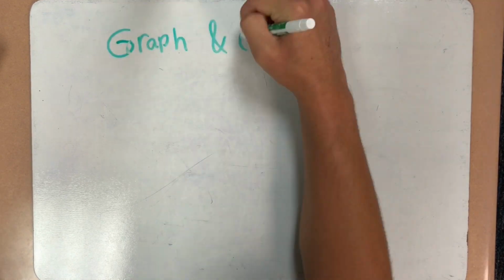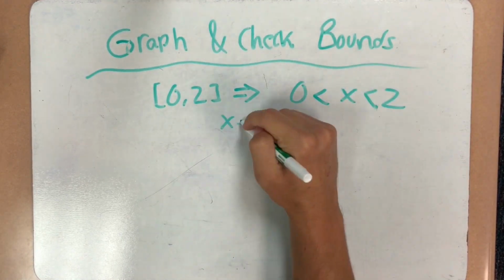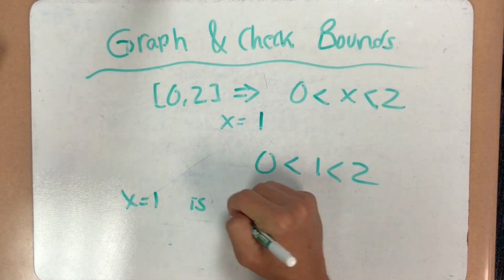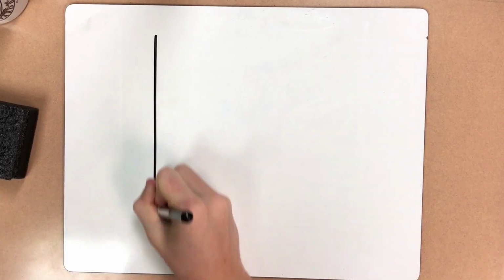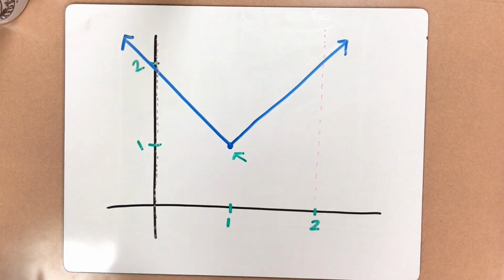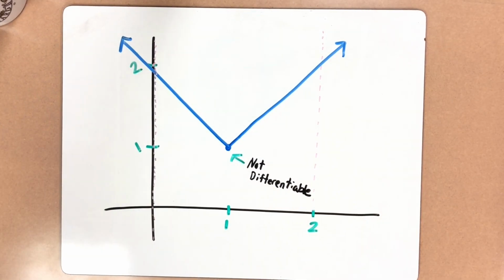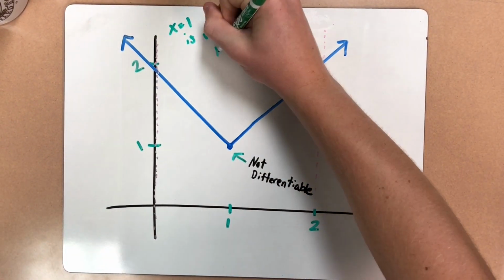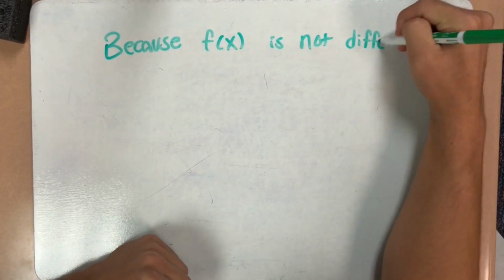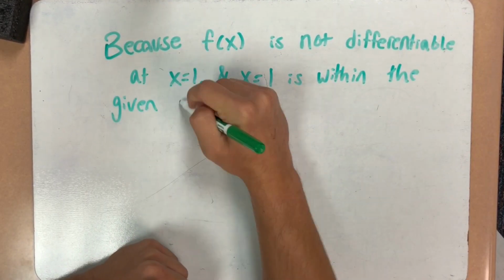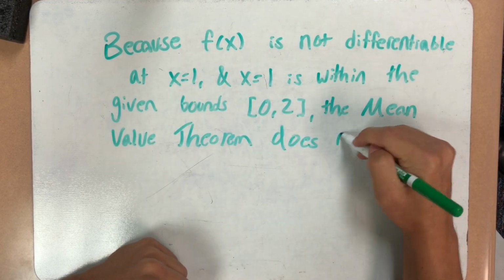Graph and bounds show x equal 1 is within 0 to 2, the established bounds. As established earlier, f prime of 1 does not exist. f of x is not differentiable at x is equal to 1. Because f of x is not differentiable at a point within 0 to 2, the mean value theorem is not applicable.